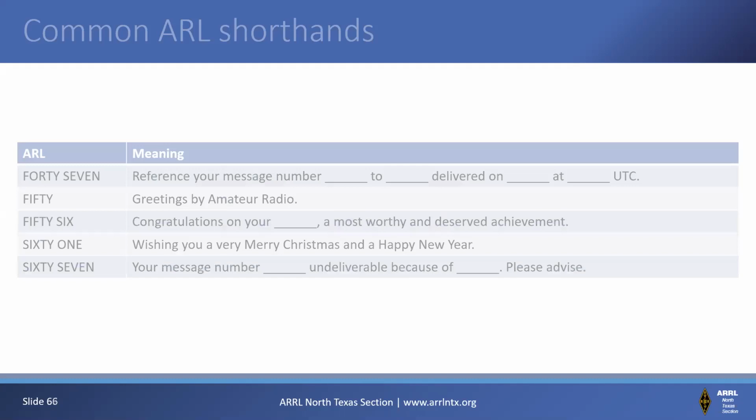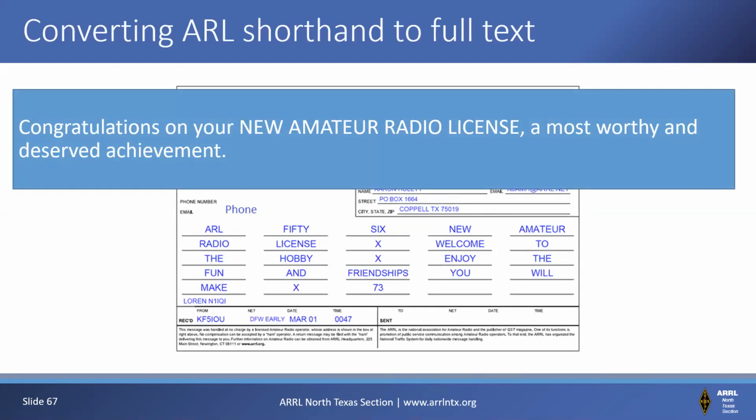So when we look at this example, ARRL 56, new amateur radio license becomes, congratulations on your, and this is the blank, so what follows this shorthand here, new amateur radio license, initial X-ray, that's what goes in the blank. So congratulations on your new amateur radio license, a most worthy and deserved achievement. Welcome to the hobby. Enjoy the fun and friendships you will make, 73. That would be how I would deliver it to its destination.